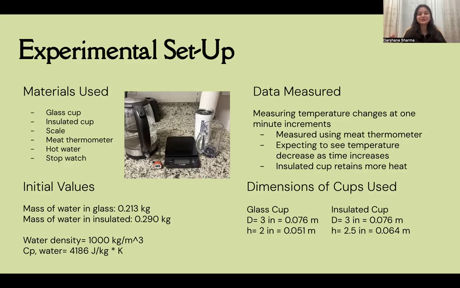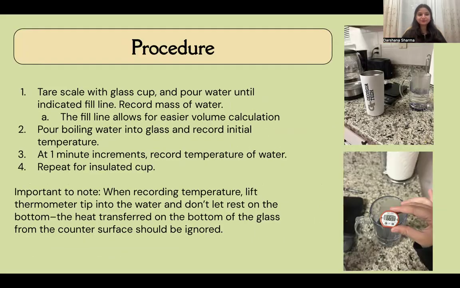I'm also expecting to see that the insulated cup retains more heat. So here are my initial values of mass, and note here that the mass in the insulated cup is higher than the mass in the glass cup. And the dimensions of the cups will help me calculate characteristic length. So first I put the boiling water in the cup, record the mass, and then measure the temperature at increments. It's important to note that I don't want the thermometer tip to be touching the surfaces of the cup. I want it to be in the fluid of the water because I want it to just be measuring the fluid temperature and not the surface temperature. That's something to keep note of.